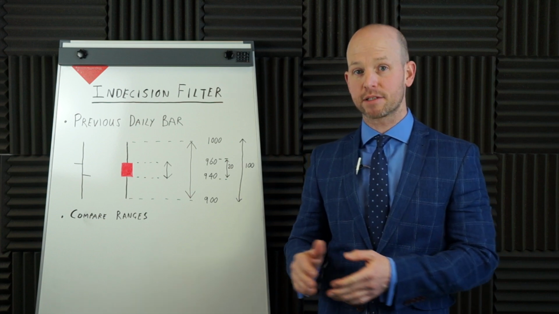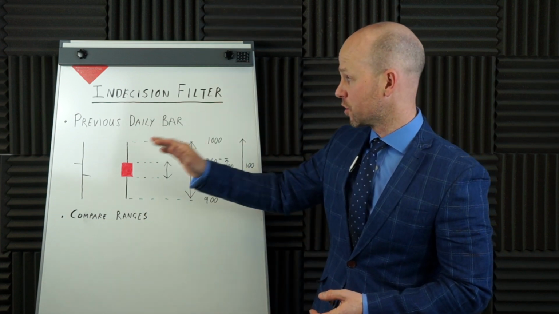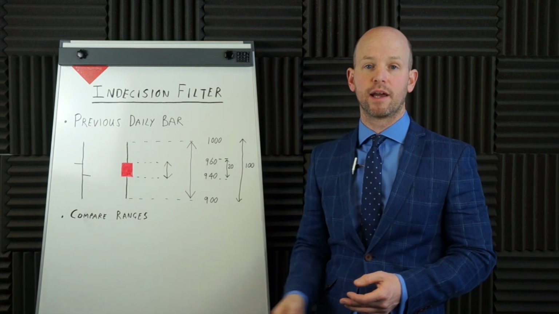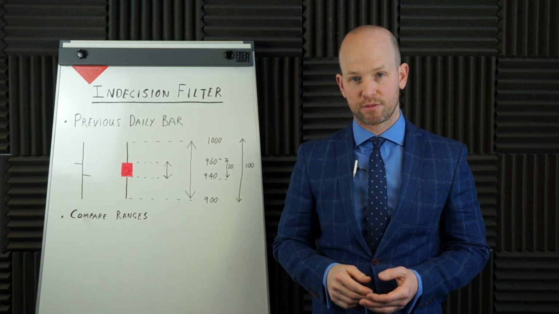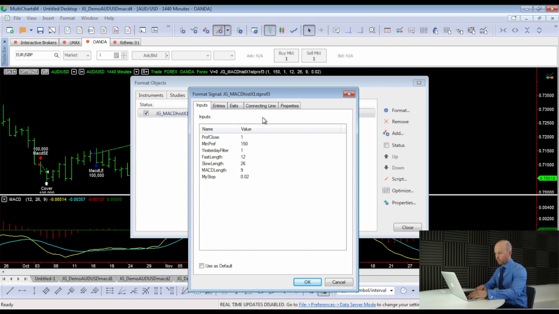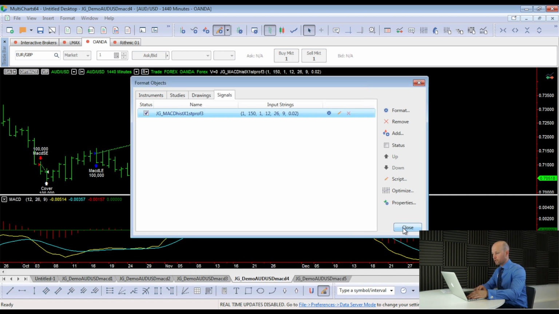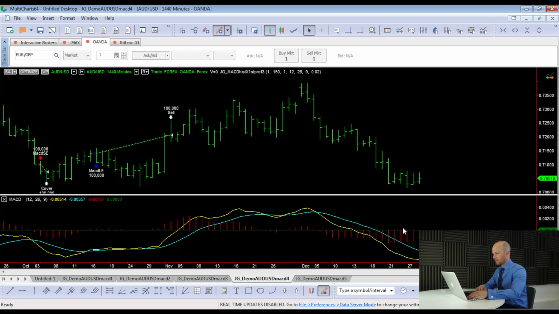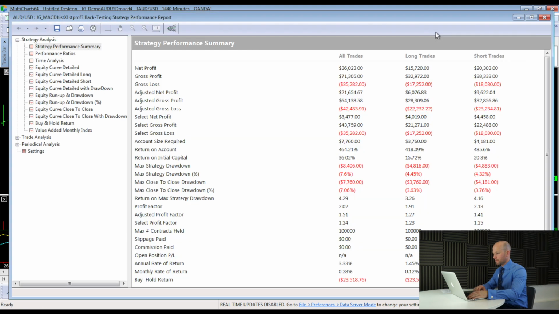Now let's go back to the computer where I'm going to apply this indecision filter, and we'll see how the results change. Now you know how that indecision filter works on the daily bar. It's probably a little bit difficult to see on the chart itself, but I've included it in my code. I've labelled this input yesterday filter, and if yesterday filter is 1, then that means the filter is on, so we're only taking those trades with the small body of the candle. Let's look at how that performs.